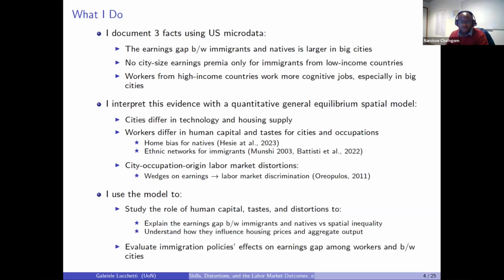Concerning the facts you have documented, while comparing the earnings of immigrants in small and big cities, do you control for their year of arrival in the US? In some of the robustness checks, not in the paper, but I have them, I do control for that, and the fact is robust to that. Okay.